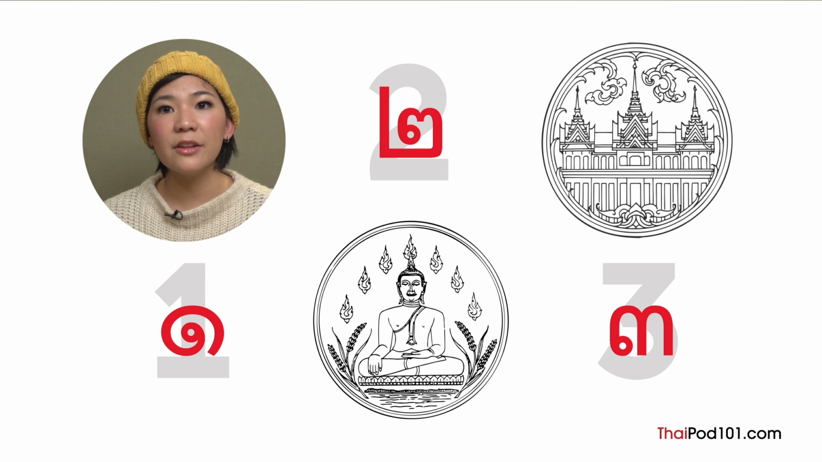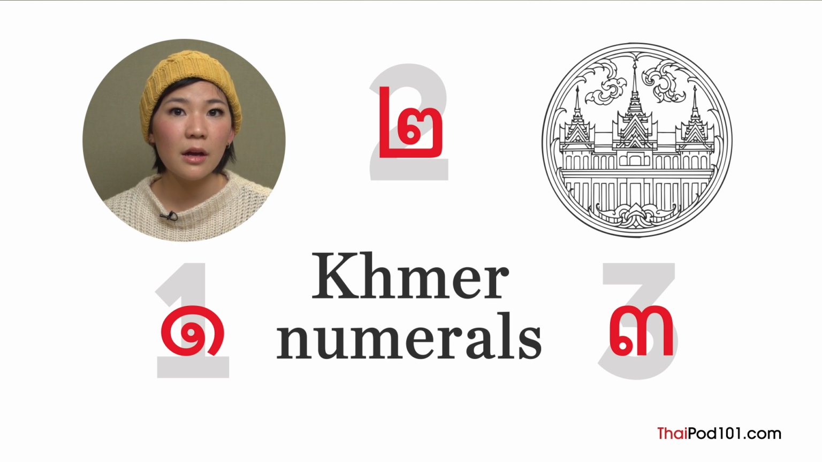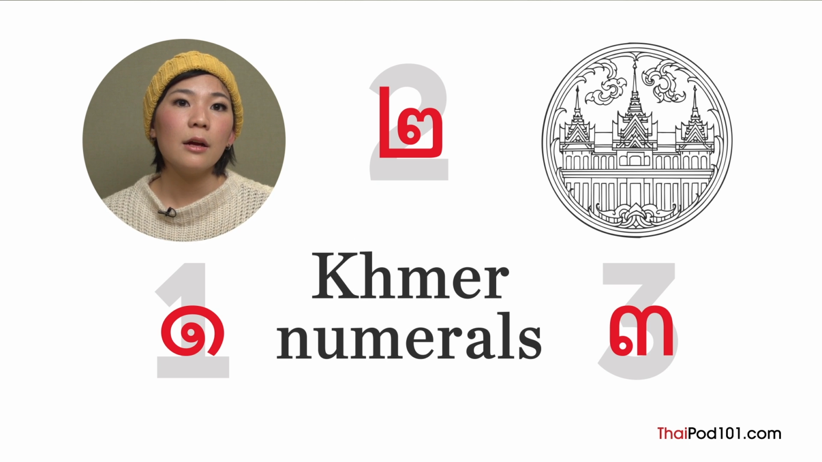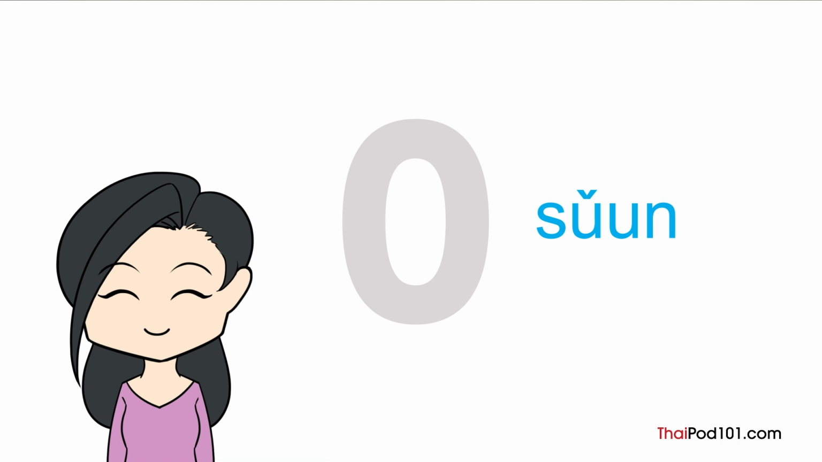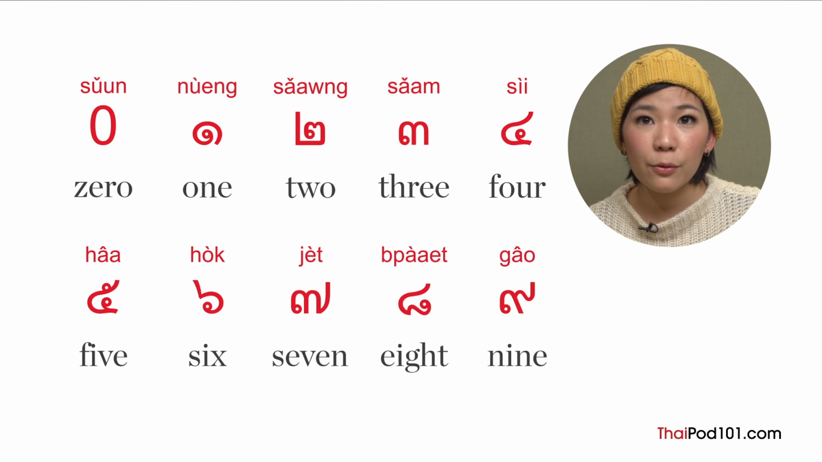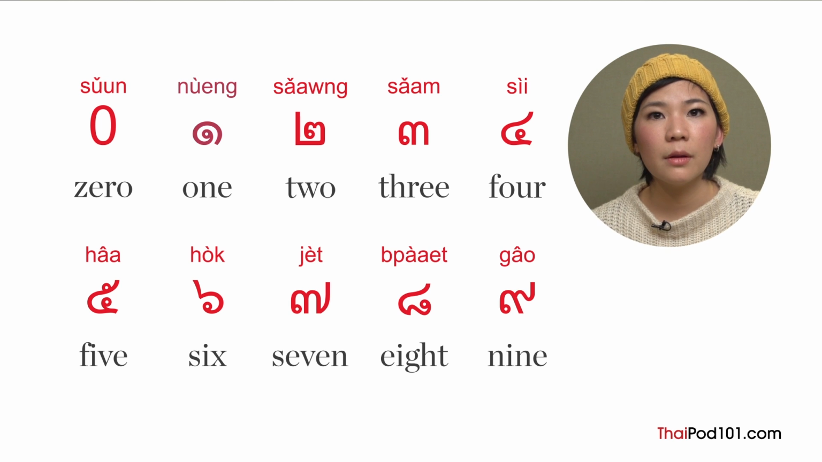These numerals are derived from the Khmer numerals, which traditionally were used in Thailand. The only common numeral with the standard number system is 0. The rest are different. Here are the numbers 0 through 9 in Thai numerals.